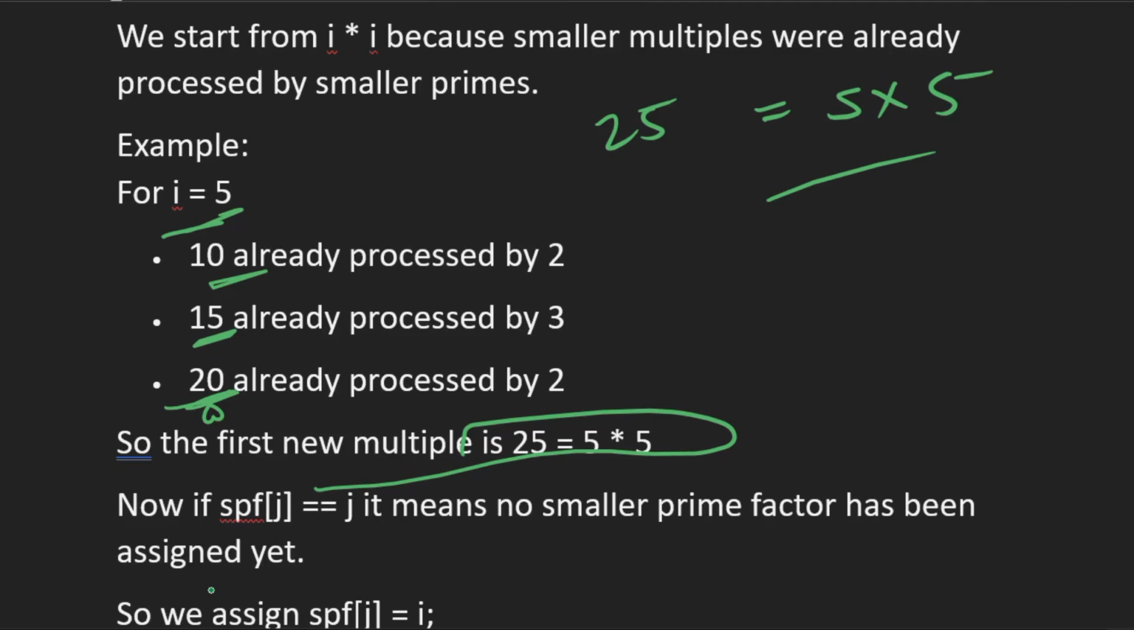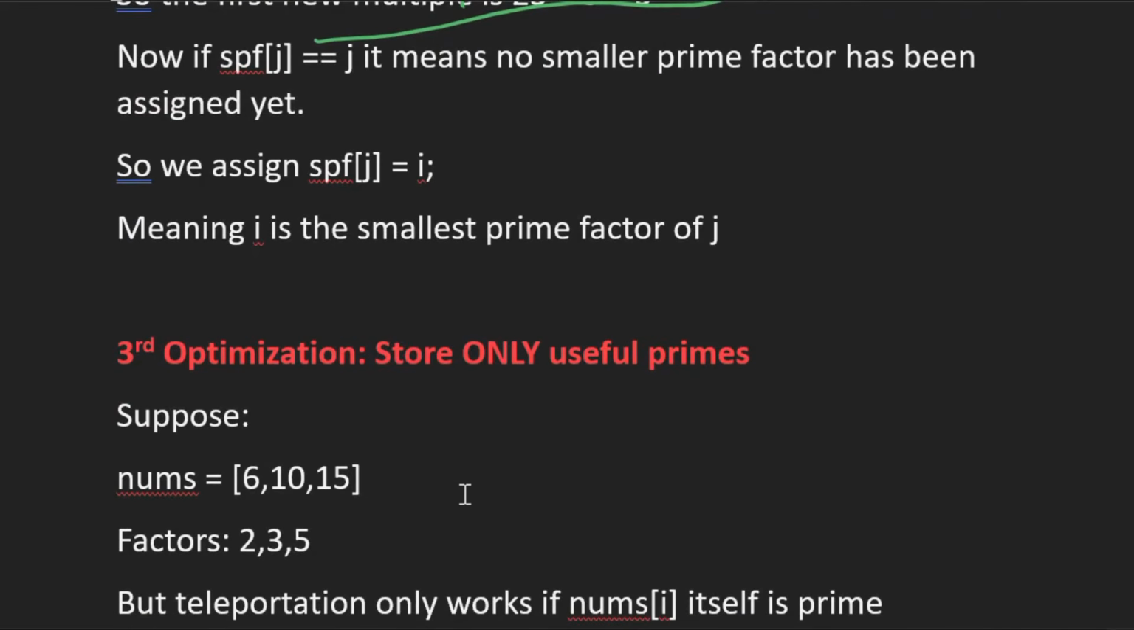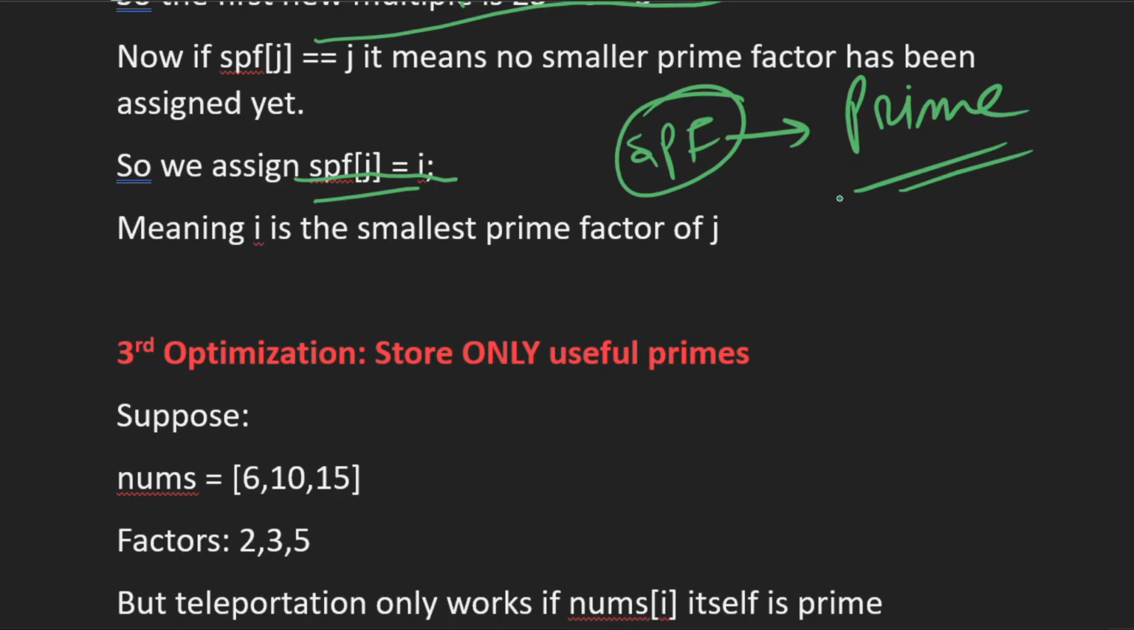Now if SPF of j is equal to j, that means no smaller prime factor has been assigned yet, right? So we assign SPF of j is equal to i. That means the smallest prime factor of the number j is i. So this way we build the SPF and then use the SPF to find prime factors of numbers in log of x time, right?